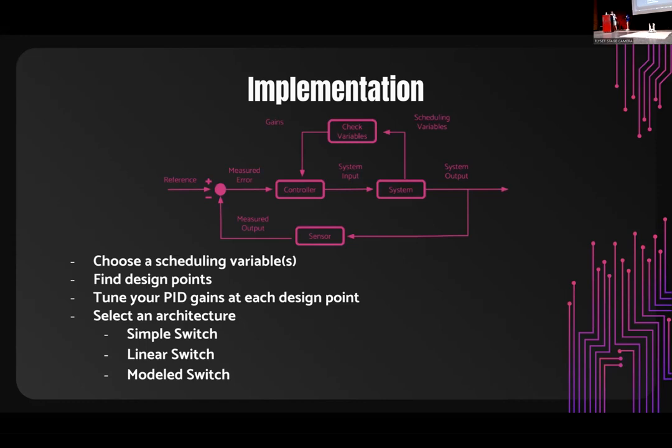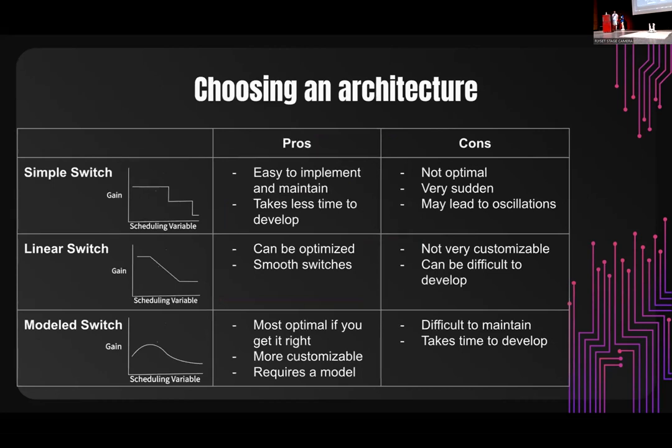And then what you do is at each design point, you tune the PID gains. So you just go to each one, you tune the gains at each point, and then after that, you have to choose an architecture. So we're going to be talking about 3 different types of architectures today. There's a simple switch, a linear switch, and a modeled switch. So as you can see here, the simple switch is at the very top, and you see how it just jumps down in steps, kind of.